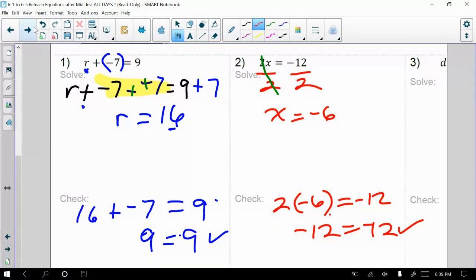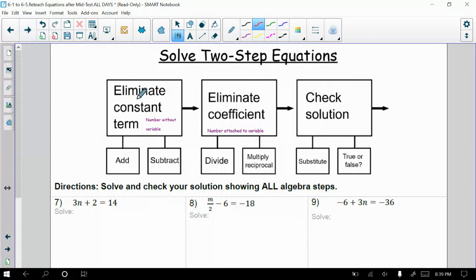All right, now let's go look at two steps. You have a little flow chart that has been neatly given for you. You need to eliminate the constant term first. But what in the world is the constant term? It's the number without the variable, the number that is either being added or subtracted. So then you're going to either add or subtract first.